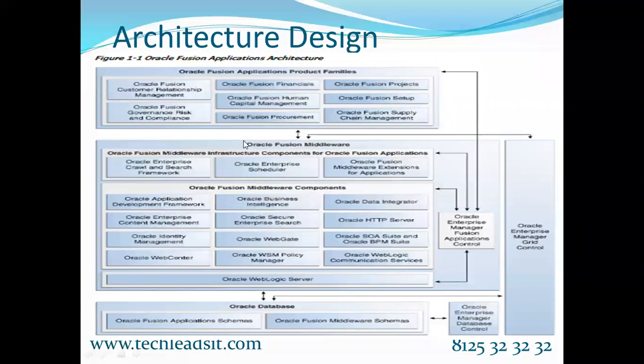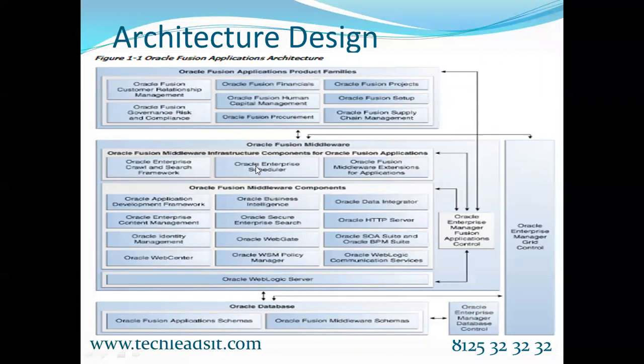Now, if you go to the middleware layer, especially Oracle Fusion Middleware, two sets of components are available in the Fusion Middleware layer. Oracle Fusion Middleware again has infrastructure components for Oracle Fusion Applications, especially for the Fusion application infrastructure. These are Oracle Enterprise Scheduler, Oracle Fusion Middleware Extensions for Applications, and the Enterprise Crawl and Search Framework. We can discuss these in detail.